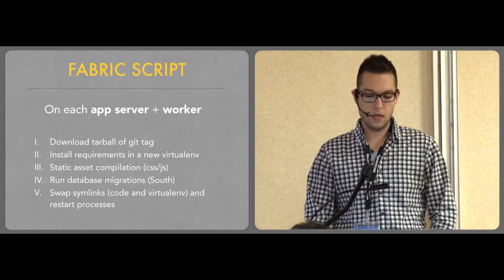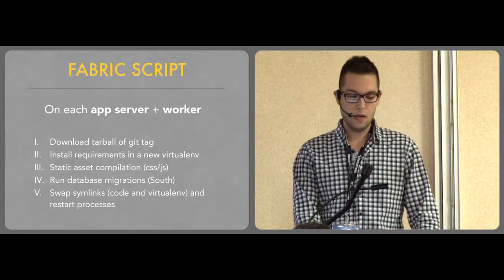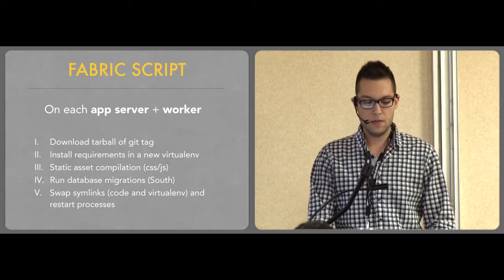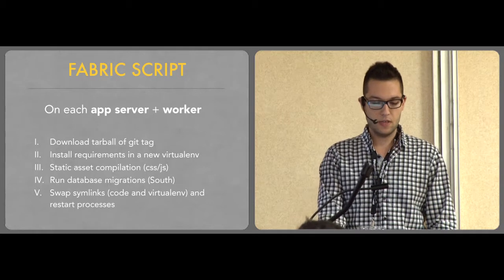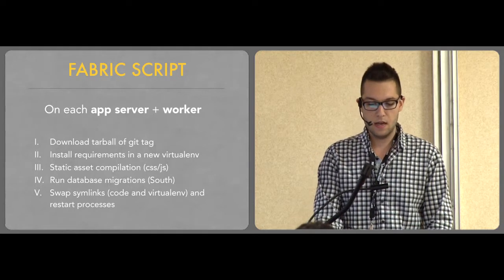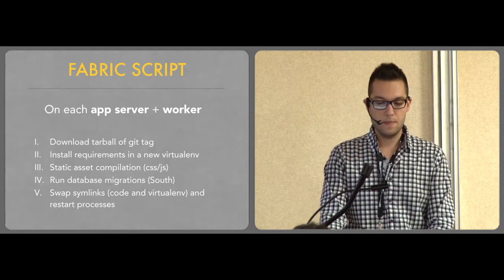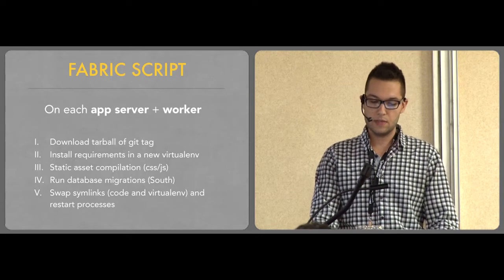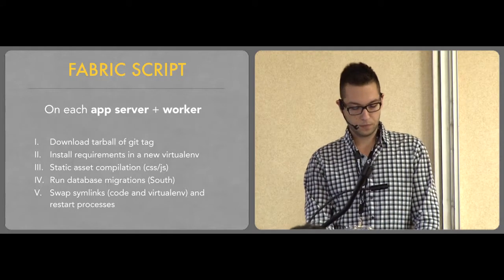As for the actual details of the Fabric script, on each app server and worker, they download a tarball of the Git tag from GitHub. They install requirements into a net new virtual env. There's some static asset compilation, converting less to CSS, minification and obfuscation of JavaScript. Any database migrations would be run. We would swap the symlinks, both code and virtual env symlinks, and restart the worker processes.